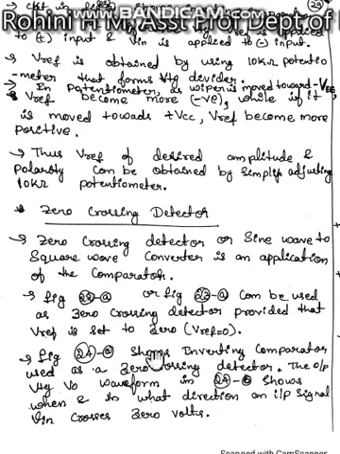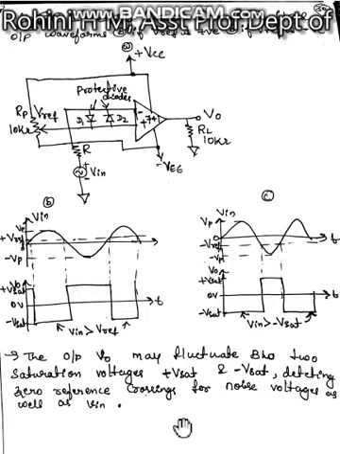So figure 2.4a shows the inverting comparator used as a zero crossing detector. The output Vout waveform in the circuit shows that whenever the input signal Vin crosses the 0 volts, in either direction, the output voltage changes. It fluctuates between plus Vsat and minus Vsat.